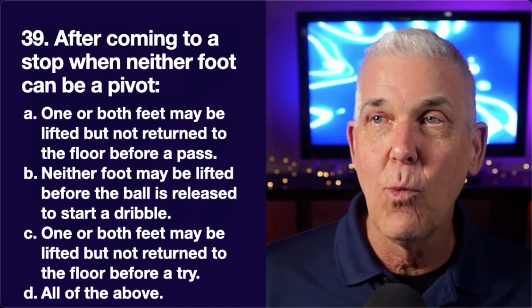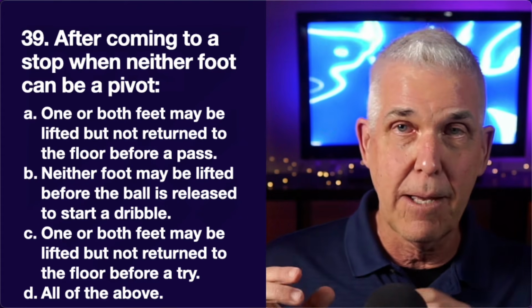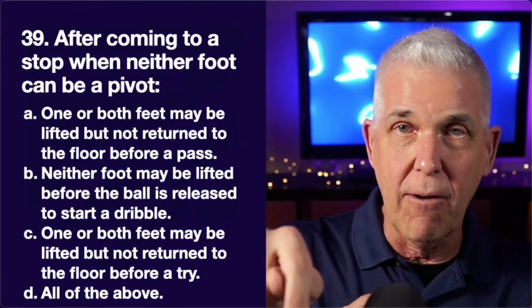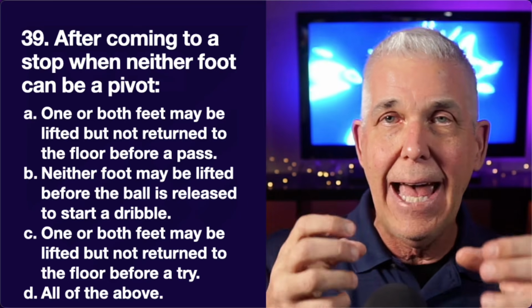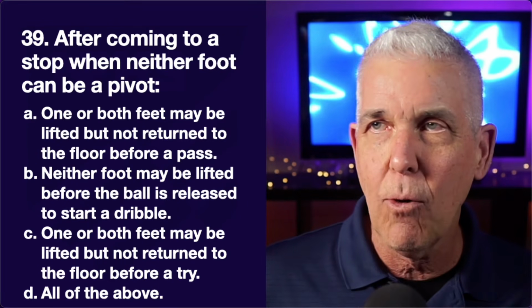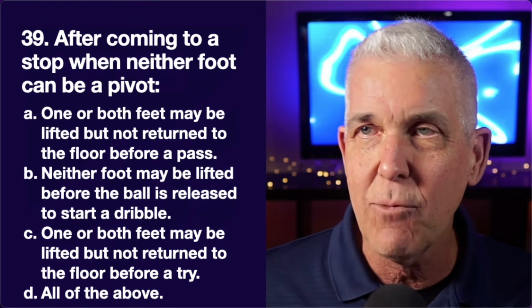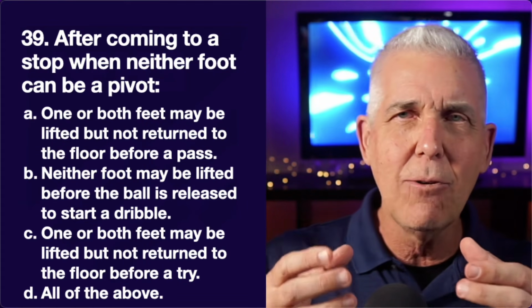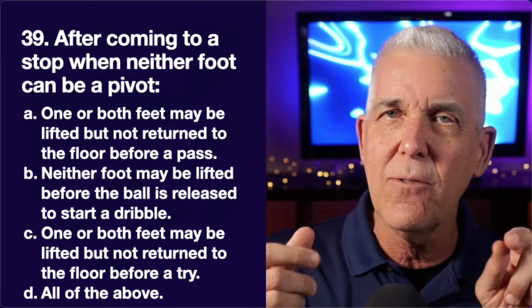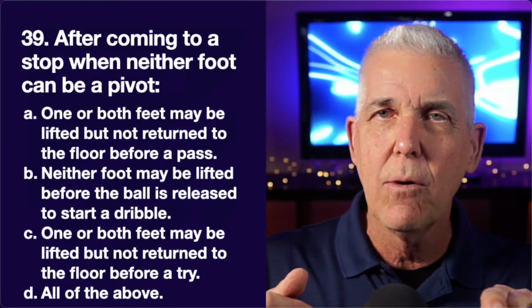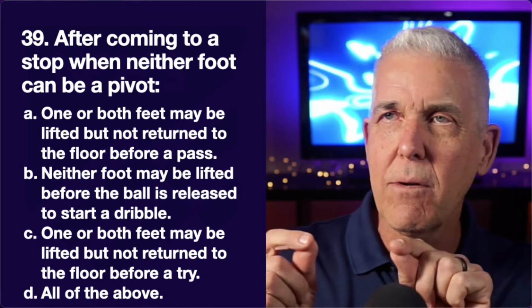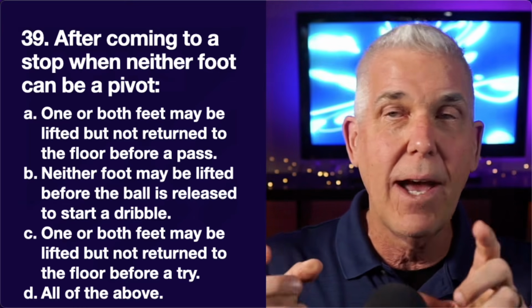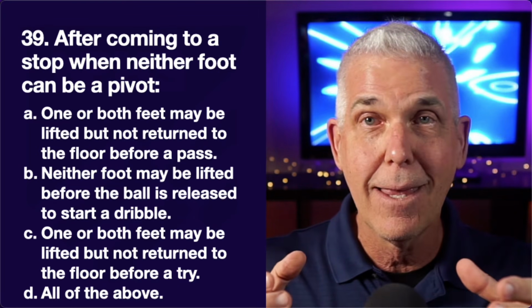After coming to a stop, when neither foot can be a pivot. So let's say a player has caught the ball in the air, jumped off one, landed on two. At that point, one or both feet may be lifted but not returned to the floor before a pass. Well, wait a minute. When you lift a foot in that situation, you've established a pivot foot, right? So neither foot can be a pivot, right? So that's got to be a violation, right?